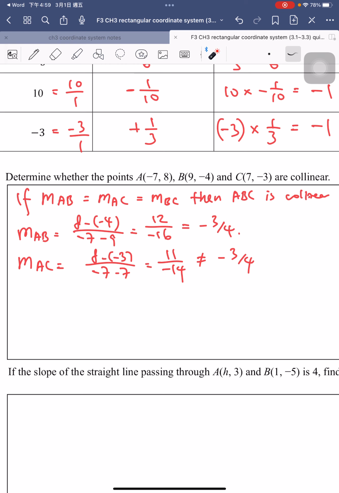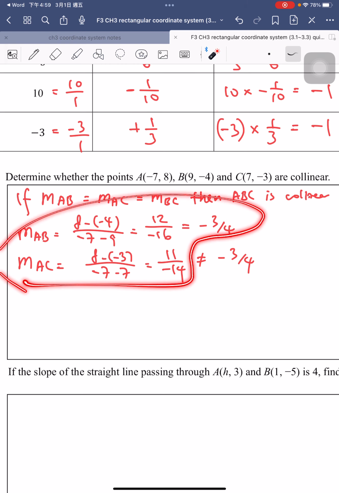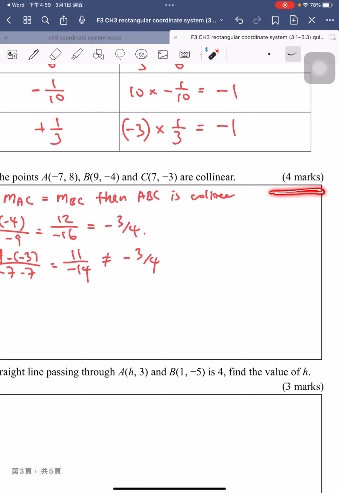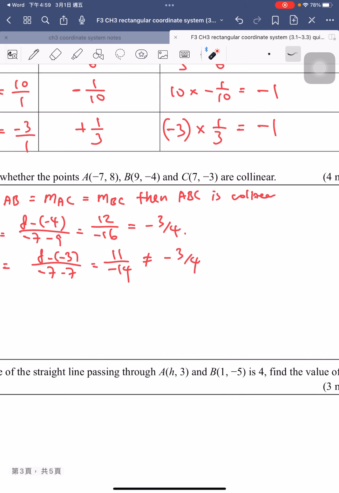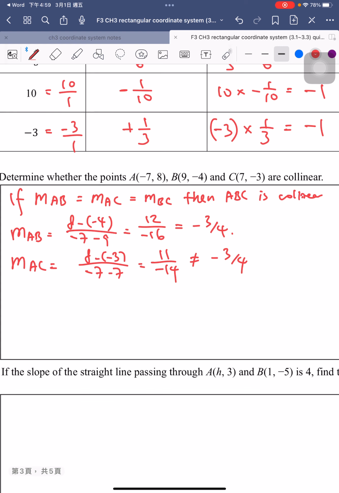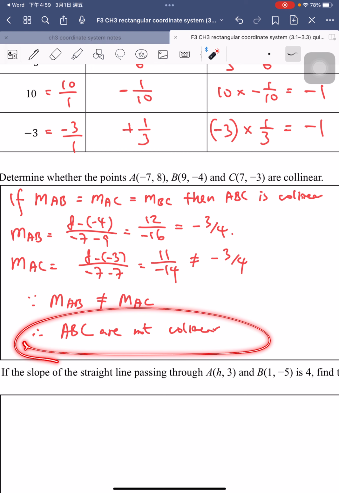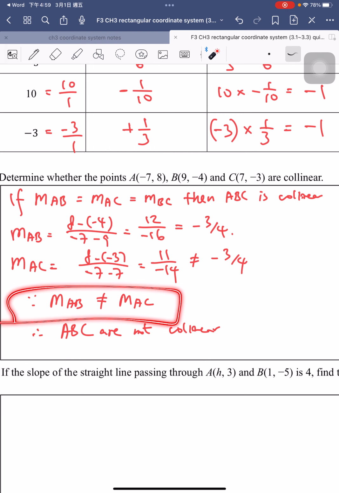Some of you just calculate the slope and then say they're not collinear. But for this question, I'll only give you 2 marks because you didn't explain the relationship between them. You need to say one more thing: because the slope of AB is not equal to the slope of AC, ABC are not collinear. So you must give me this reason, then we can get this conclusion. You must write something to explain your answer.